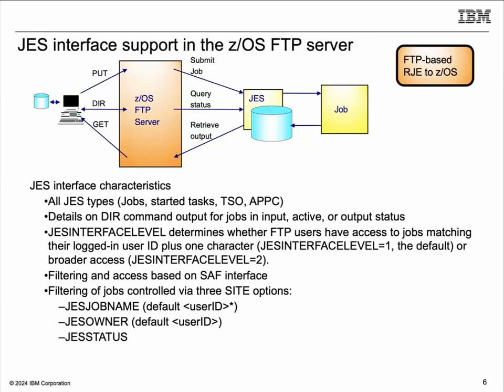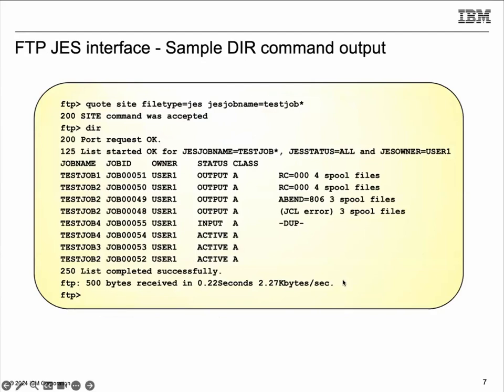So just to give you a quick example here, if you do a dir, normally what you normally think about you doing with a server, you'd be listing files. But in this case, we've started by doing a site command file type equal JES to tell the zOS FTP server to go into JES mode. We've set a filter to say we want to work with anything called test job, maybe with an extra character. We do a dir, and now we see a list of job output to all jobs, test job something. So very different capability. We have a lot of customers that like to use this. It's actually a fairly popular feature.